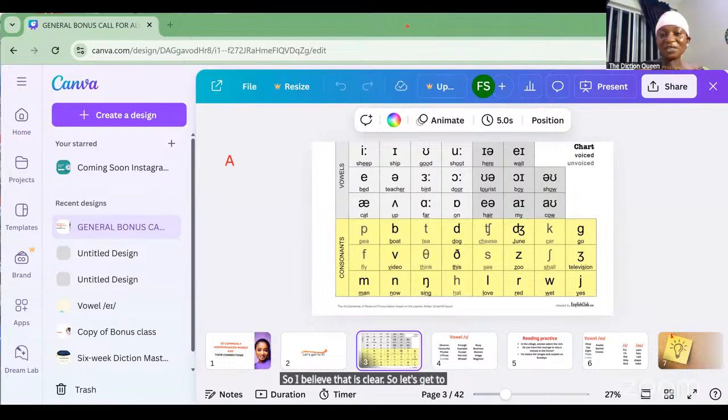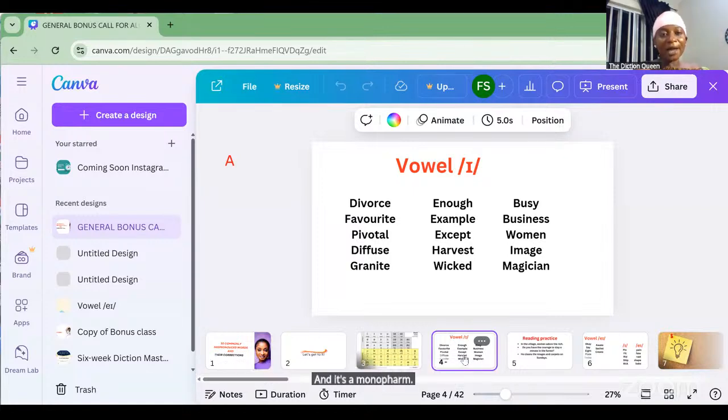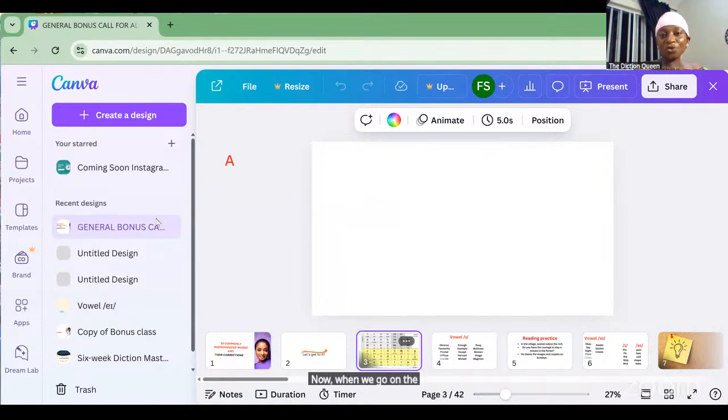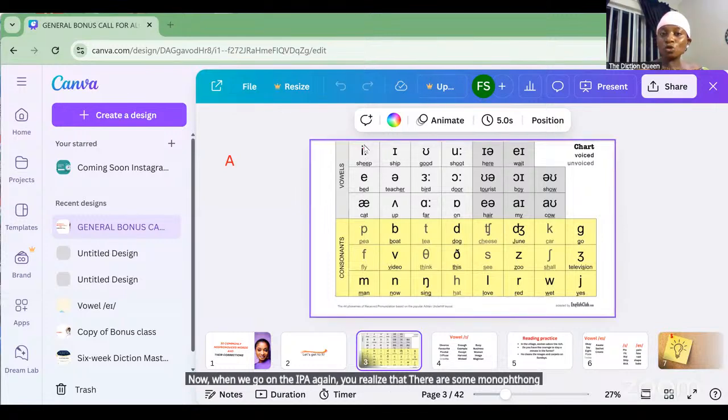Now that we have established the sound we're learning, remember it's a vowel sound and it's a monophthong. Monophthongs are divided into short sounds and long sounds. When we go on the IPA again, you realize that there are some monophthongs that have the two dots.